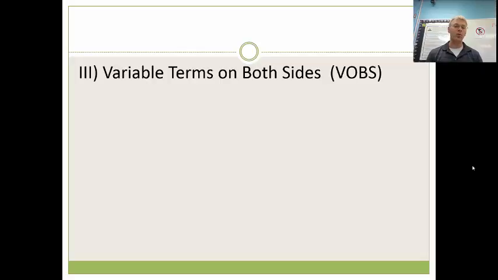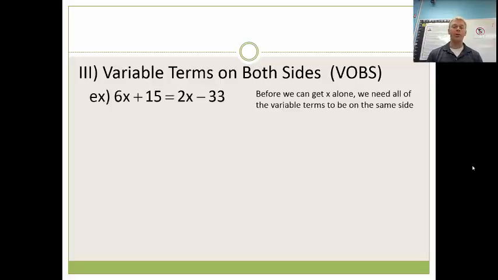So the third complexity we're going to look at in this video lesson is variable terms on both sides, or an abbreviation for that is VOBs, an easy way to remember it. What will happen is we now have a variable term on both sides. Now we cannot combine these because they're not on the same side of the equal sign. They're not on the same side of the equation. So we have to do something to get them on the same side of the equation so that we can combine them and we don't have a variable in 2 different terms.